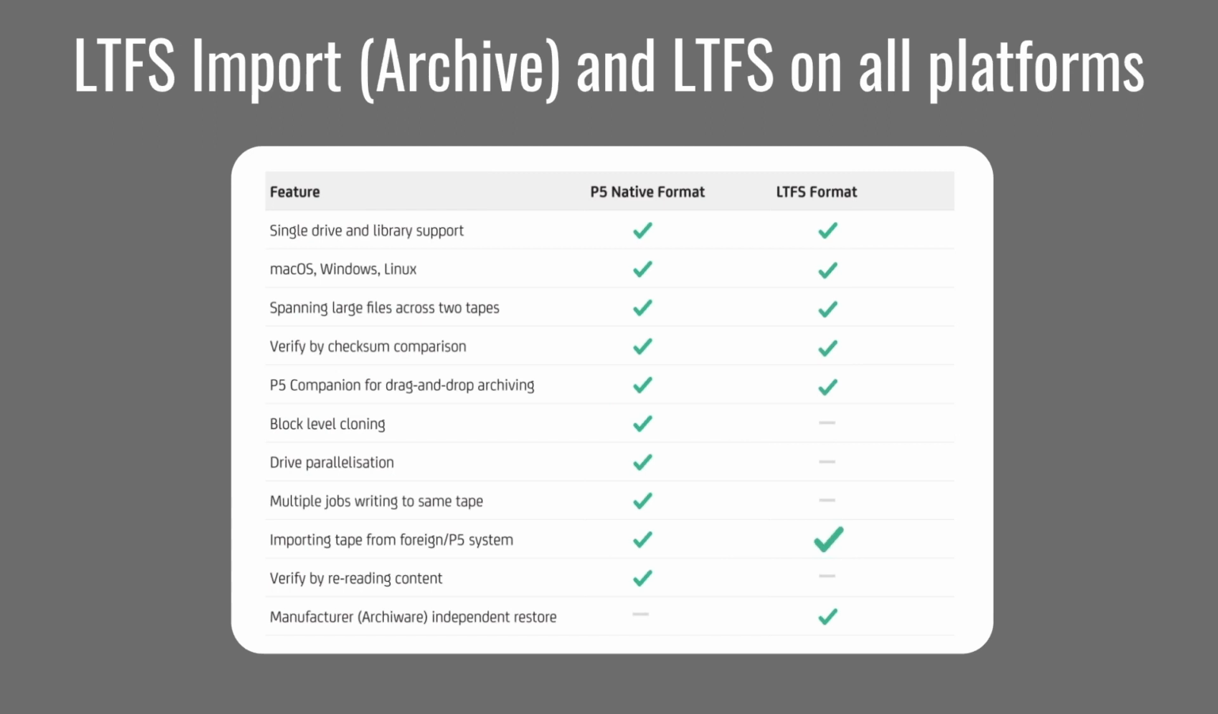Okay, the next slide was on a previous presentation, but it's covering the P5 native format, which is Archiware's own format for archive tapes, versus the LTFS format. The big tick here is the one that we just added by allowing import of foreign LTFS tapes into P5. There are still a few features that are only available with our own native tape format, like block level cloning, where you can write 2 tapes at the same time, identical to each other for redundancy. Also, being able to write across multiple drives in parallel to increase the throughput, or having multiple jobs running at the same time. So there are some niceties around the P5 native format still, but I think the LTFS format is catching up. The one tick that LTFS gets that the native format doesn't, of course, is that it's not vendor specific. So any manufacturer can read those LTFS tapes once they've been written.